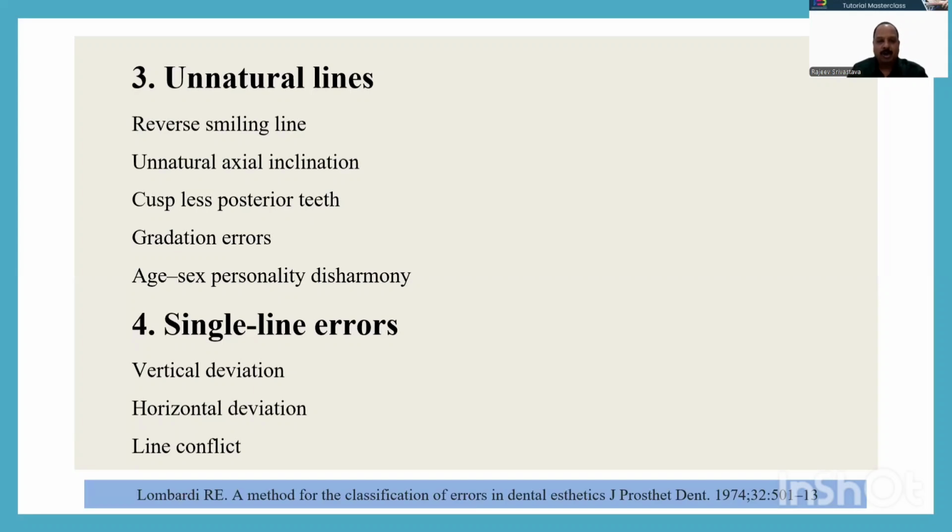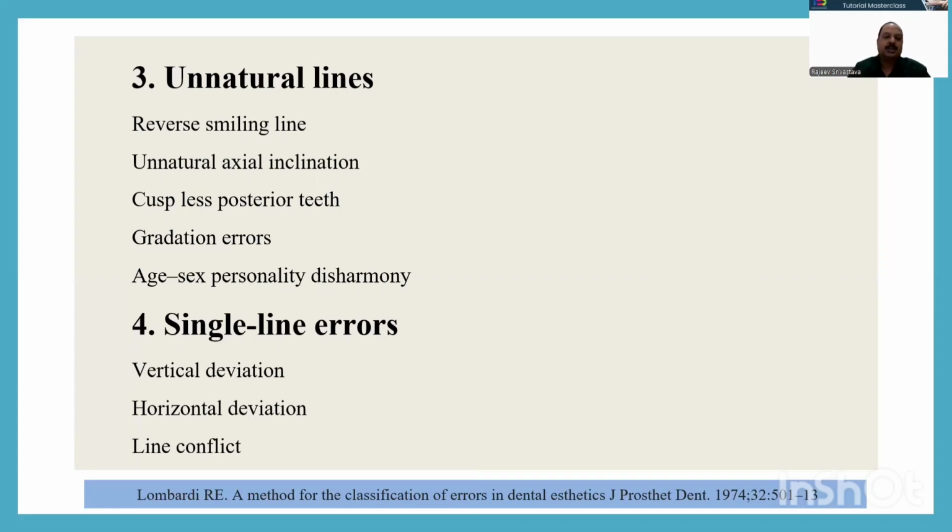One point I will discuss here is the gradation error. What is gradation error? If you see the space present between your cheek and the buccal surface of the posterior teeth, that is also called DVR, deficient vestibular review. So all these points have to be taken into consideration, because these will actually lead to failure.